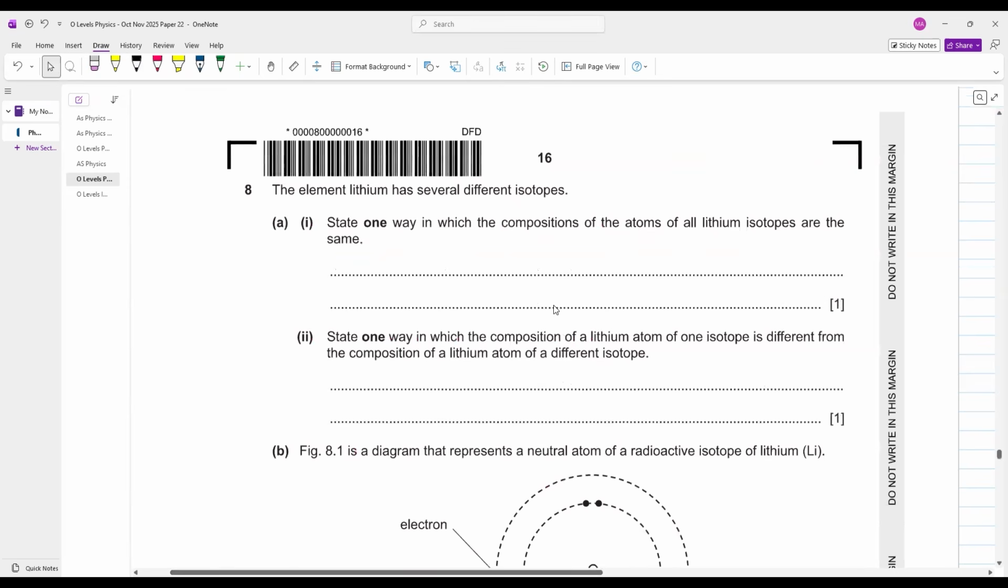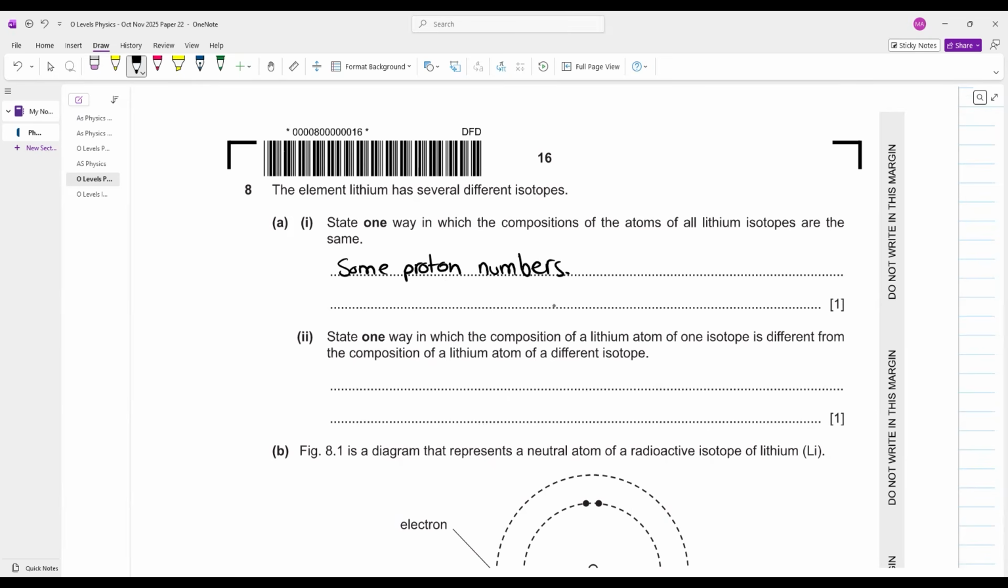लेट्स सी दिस. ठीक है. The element lithium has several different isotopes. State one way in which the composition of the atoms of all lithium isotopes are same. They have the same proton numbers. बेटा हमेशा याद रखो, isotopes में you have the same proton numbers.